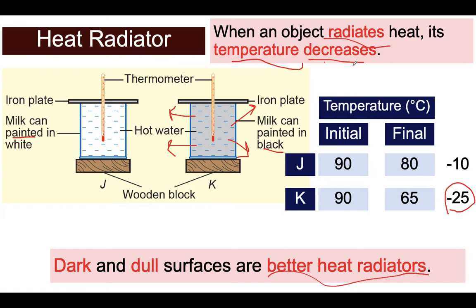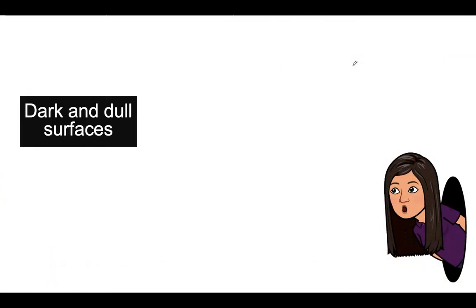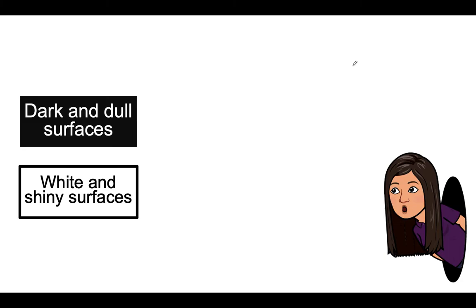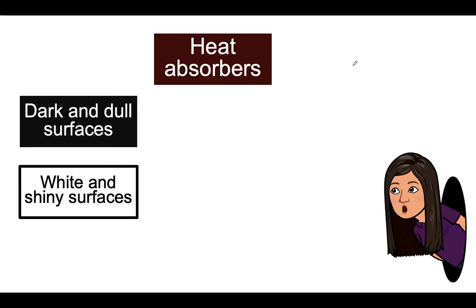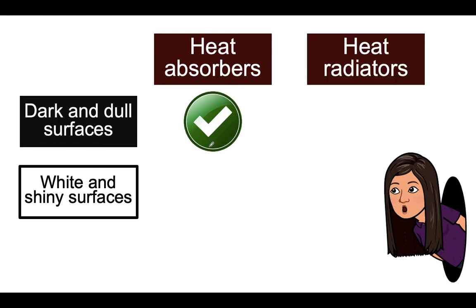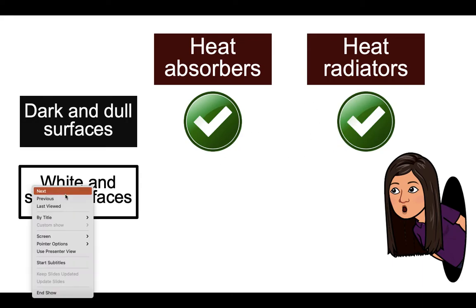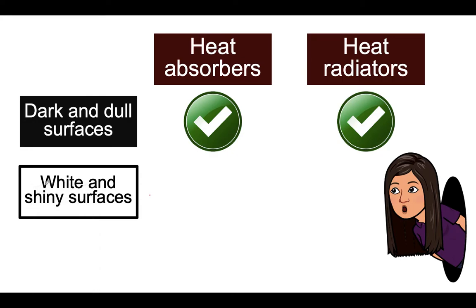So now we will come to the conclusion. Between dark and dull surface and white and shiny surface, dark and dull surface is a better heat absorber, and dark and dull surface is also a better heat radiator compared to white and shiny surfaces.